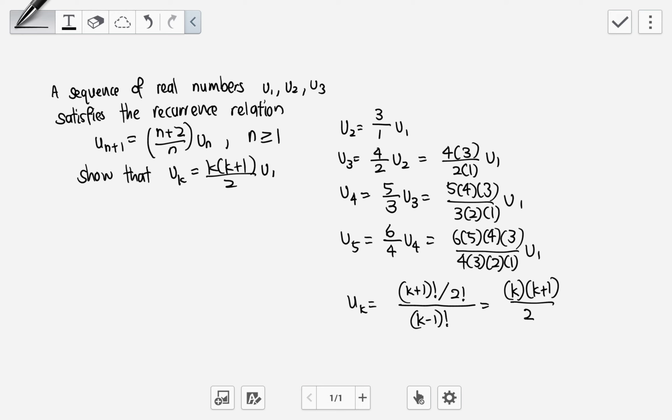Let's say when n equals 2, what happens? When n equals 2, 2 is substituted inside here, so you have u3. 2 plus 1, 3, so we have u3. And this one, 2 plus 2, 4, over 2. So u3 equals 4 over 2 times u2, described by this relationship. But since the question wants us to express uk in terms of u1, it means any u in terms of u1. So I'm trying to change u2 into u1, and u2 we have already described earlier as 3 over 1 u1.